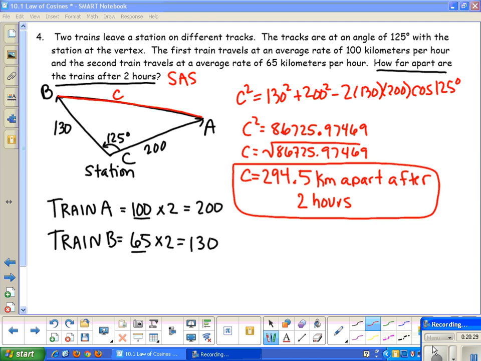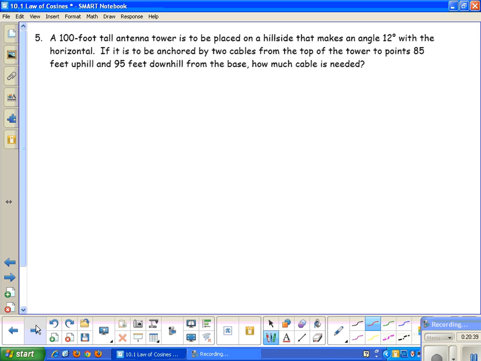So for this one, I'm doing my calculator and then take the square root, you end up with 294.5 kilometers apart after 2 hours. So that would be our answer. So let's go ahead and do one more problem.